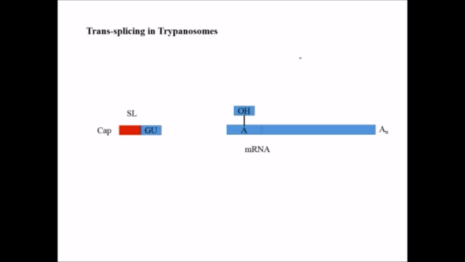Actually, it is particularly in trypanosomes where there will be a nucleophilic attack of the hydroxyl of adenine toward the junction, and after that it will form a Y-shaped complex. After that, the hydroxyl will also attack the exon part and it will be spliced out. This type of splicing is known as trans-splicing, and it particularly takes place in trypanosomes.